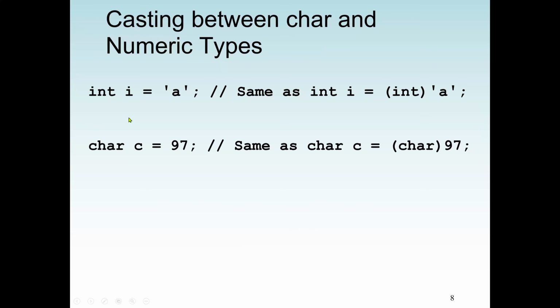So for example, here we declare a variable named i, the data type is int, and we assign 'a' to it. This is the same as saying int i equals (int) 'a'. Why? Because we are converting the character a to an integer before we assign it to i, or casting. Same thing applies here. We have char c equal to 97. This is the same as saying, I have the actual value 97, but I'm going to cast or convert it to a character, which is (char) 97, before we assign it to c.